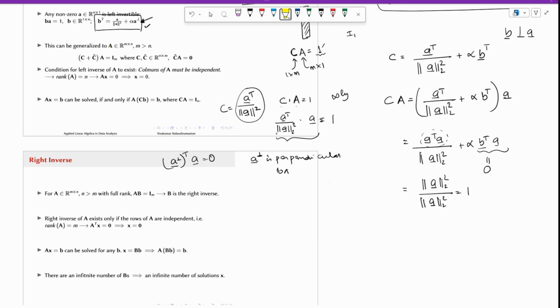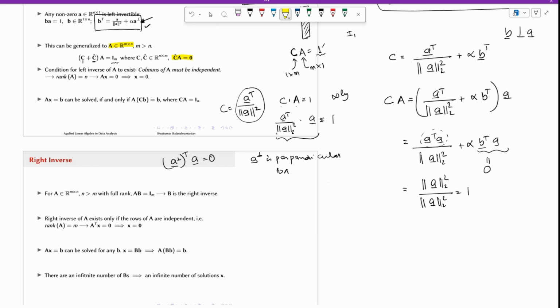But let's say now we generalize it to the general, more complex rectangular matrix. That means it has more than one column. In that case, the matrix C, of course, will not be a row, but will have multiple rows. And if it's a left inverse, CA will produce I. And if you add to C any matrix C hat, you still get I on the right hand side, as long as C hat times A is 0, right?